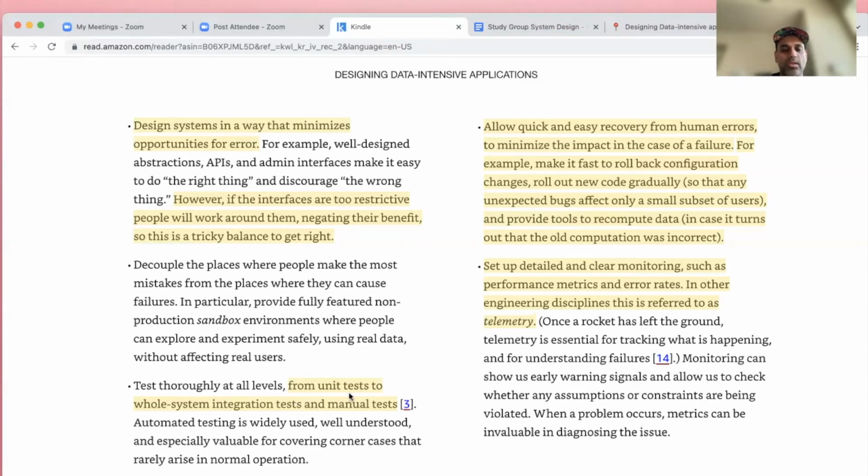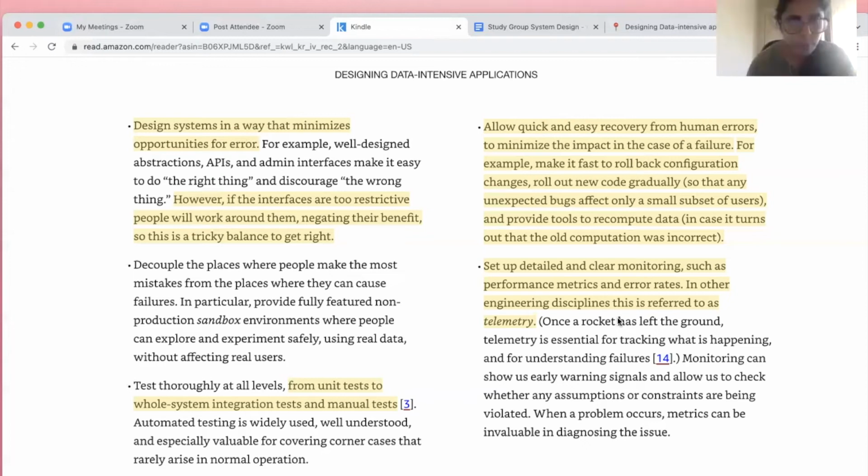But unit tests, system integration tests, manual tests, I think these are things we're all really familiar with. But for people who maybe watch this video afterwards, maybe give some commentary on your own experiences with this, as well as how you handle human error, how you minimize failure, what kind of configurations you do, and what kind of monitoring you do.